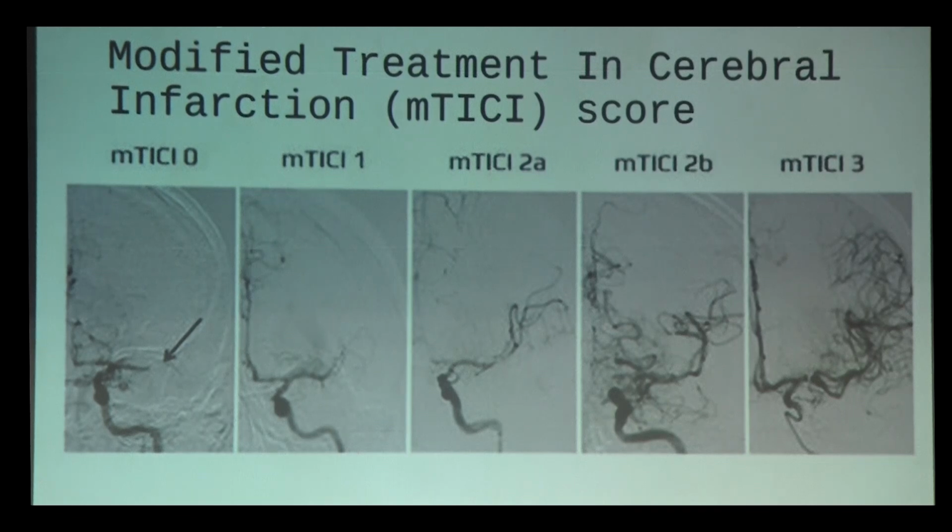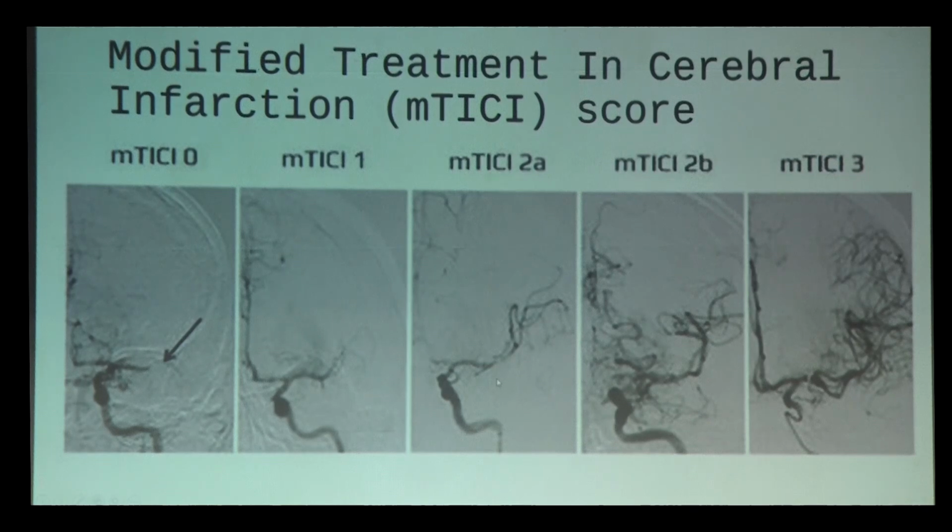So this is the modified treatment in cerebral infarction, mTICI score. So if there is beyond the occlusion, if there is no perfusion at all, even after giving a thrombolysis or thrombectomy, it is labeled as TICI 0. If there is only slight sluggish flow just beyond the occlusion, it is TICI grade 1. And TICI 2A is less than half of the territory.